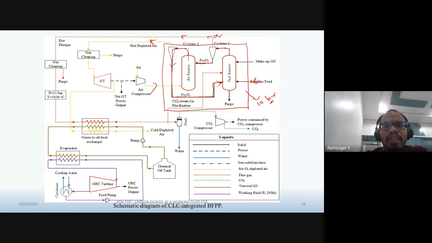So the air also is required to be sent at that pressure, right? So the same hot depleted air will also come out at very high pressure. So that's why we are using a gas turbine, right, to generate power by using this hot depleted air. So this gas turbine generates power by extracting energy from this hot depleted air, and the exhaust air again will be sent to this evaporator, or heat exchanger unit, where the remaining energy will be extracted, and the cold depleted air will be released into the atmosphere.